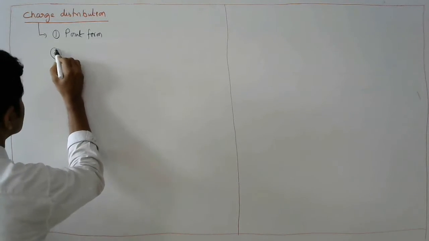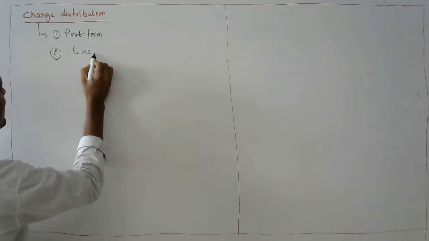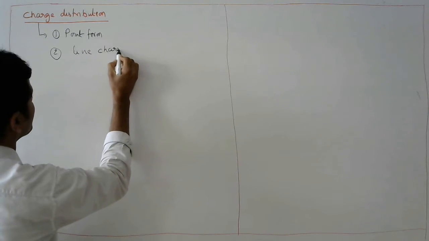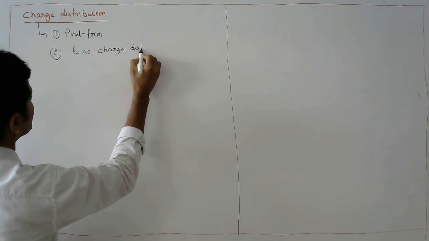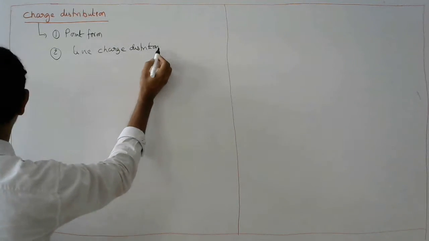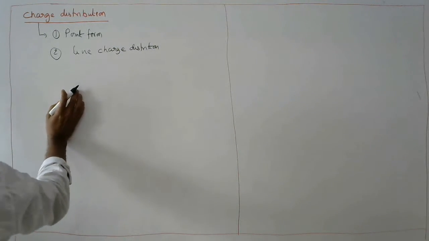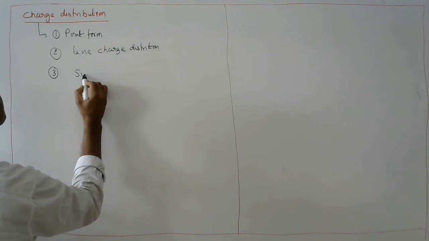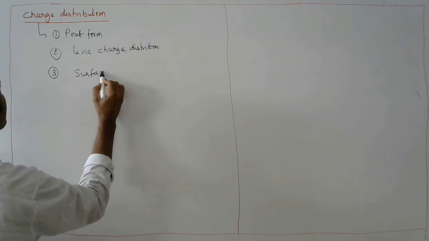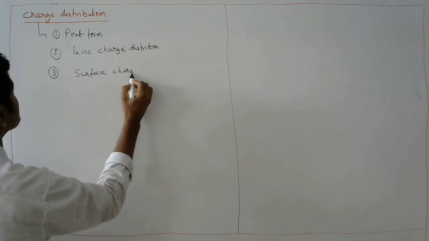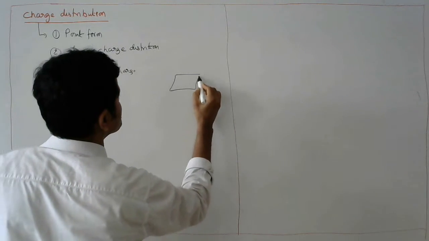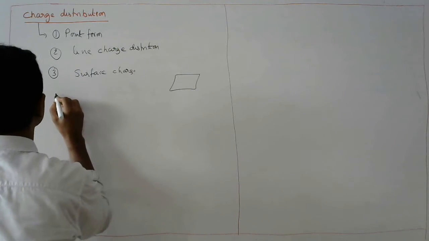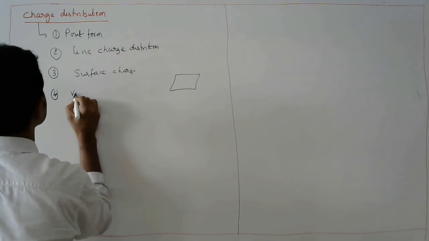Second, charge distribution in line form. Line form means line charge distribution, which we can define with the line charge. Third, surface charge. Surface charge means the charge occupies a certain shape of surface. That's called surface charge. And the fourth one is volume charge.